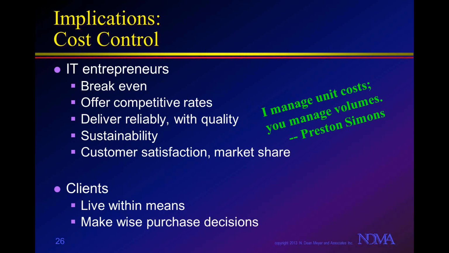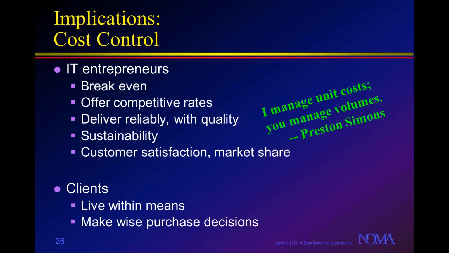So, some implications. Cost control. It's not up to IT to control IT spending. It's up to IT to break even, that is, to deliver everything you pay us to deliver, to offer competitive rates, that is, be the best deal in town, to be a reliable source, a quality source, to invest in sustainability, that is, in infrastructure and innovation and training and so on, and to satisfy your customers with a great relationship and earn market share through performance. It's up to clients to live within their means and make wise purchase decisions.